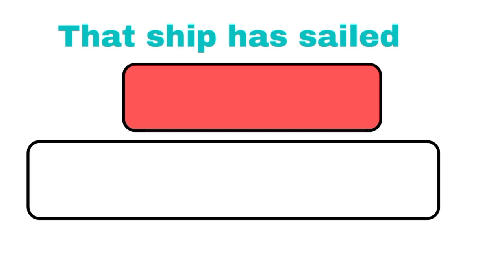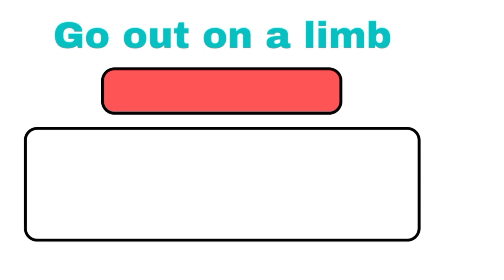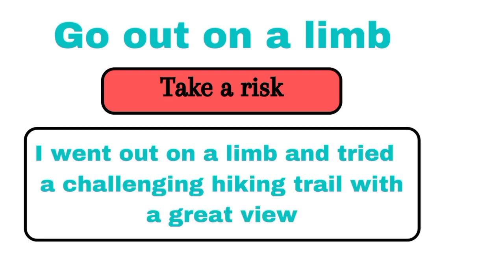That sheep has sailed. This means that the chance is over. For example, I regret not studying abroad, but that sheep has sailed. Go out on a limb. To go out on a limb means to take a risk. For example, I went out on a limb and tried a challenging hiking trail with a great view.